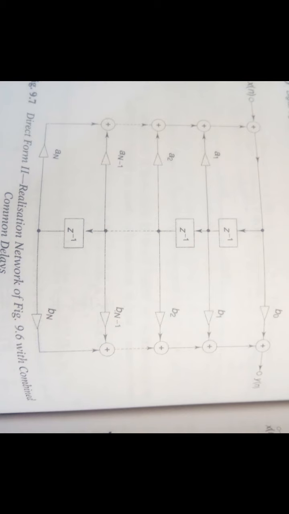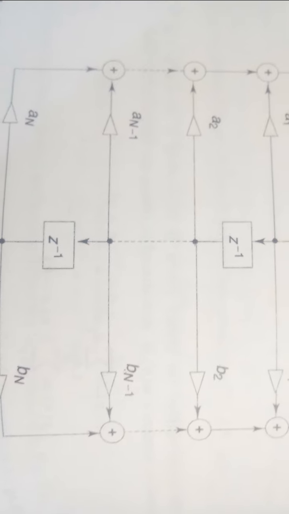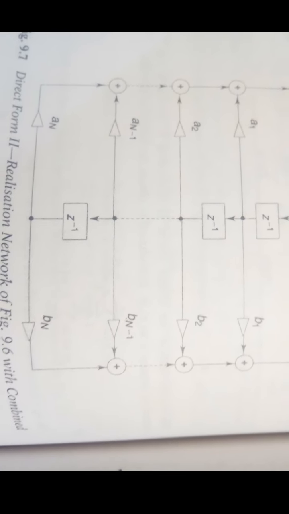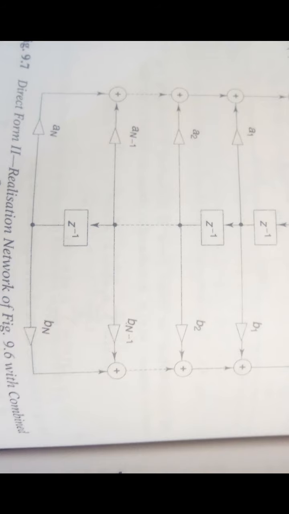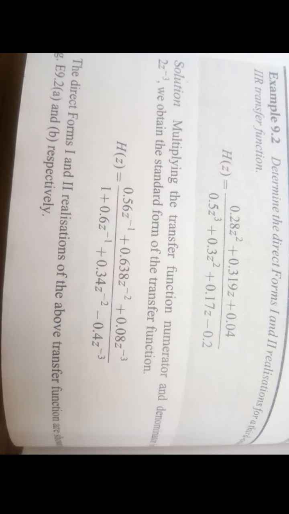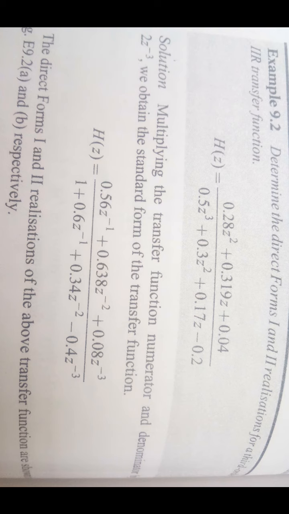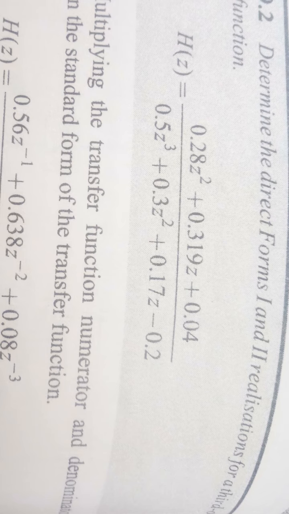So let us solve some numericals for direct form 1 and direct form 2 realization of IIR filters. The question is: determine the direct form 1 and direct form 2 realization for the third order IIR transfer function. The transfer function is given as H(z) is equal to 0.28 z square plus 0.319 z plus 0.04 upon 0.5 z cube plus 0.3 z square plus 0.17 z plus z minus 0.2.